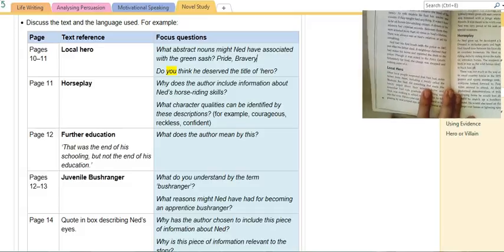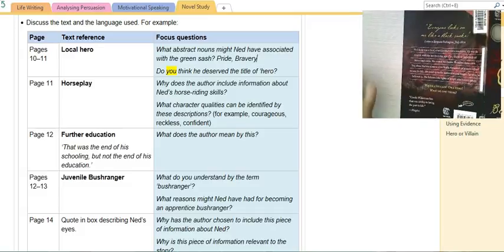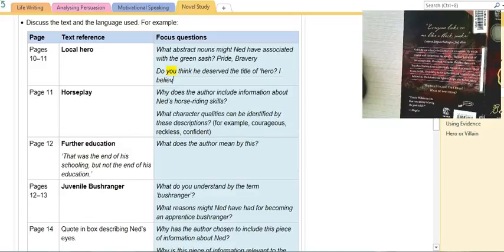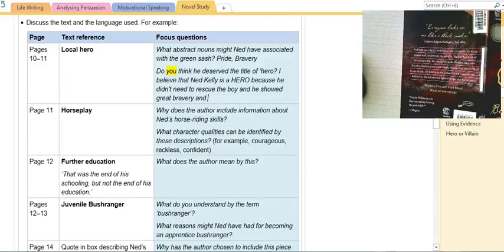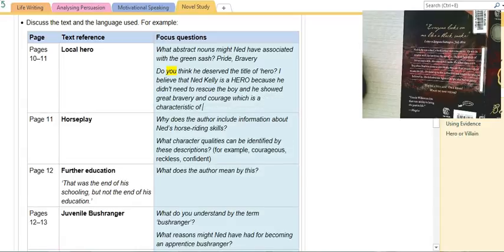So for me to answer this question, I'm going to write my response in here, and I think he is a hero. Okay, so he didn't have to do that. So do you think he deserved the title of a hero? I believe that Ned Kelly is a hero because he didn't need to rescue the boy, and he showed great bravery and courage, which is a characteristic of a hero.